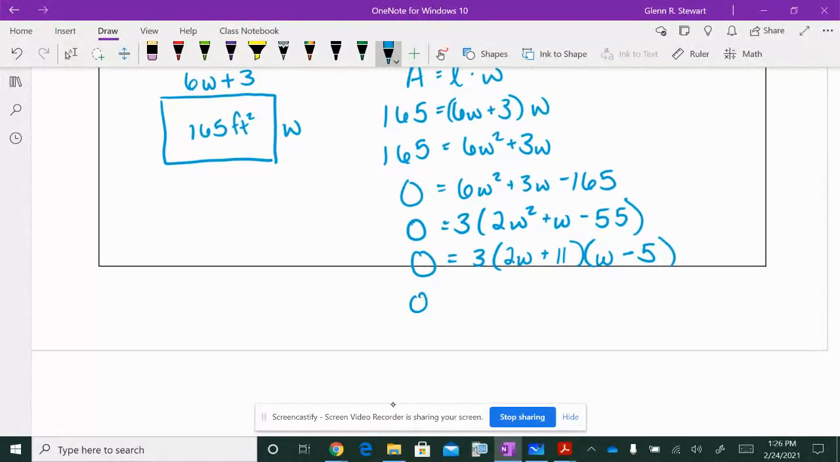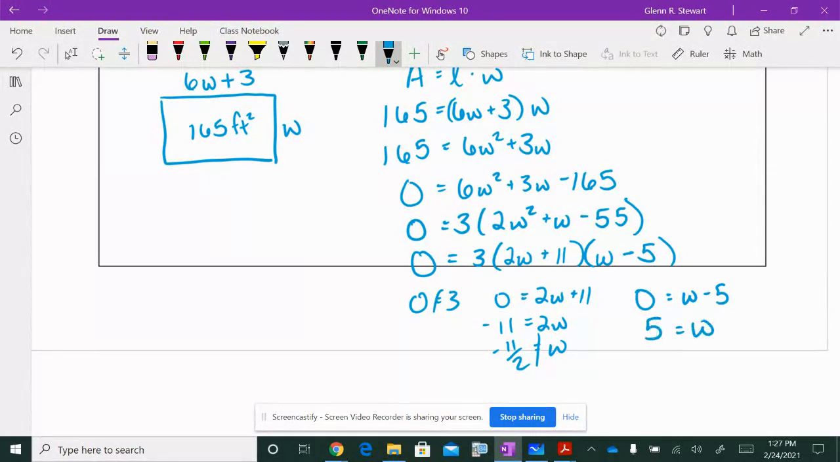So 0 cannot equal 3, but 2W plus 11, so negative 11 is equal to 2W. So W is equal to negative 11 halves. It's a negative answer, so it can't work. So 0 is equal to W minus 5. W is equal to 5. That's positive, so it can work, because we're working with distance. So in this case, W is equal to 5, and then my length is 6 times W plus 3, which gives me 33.